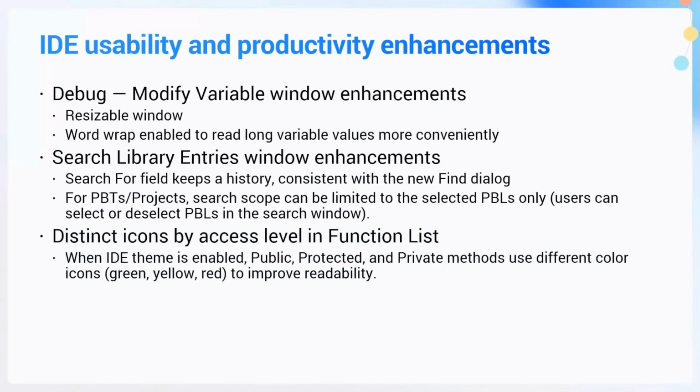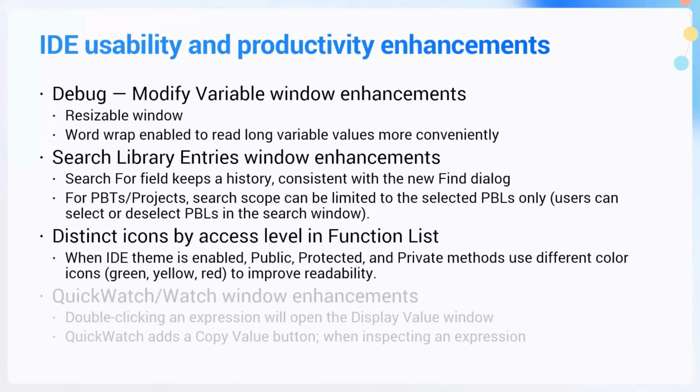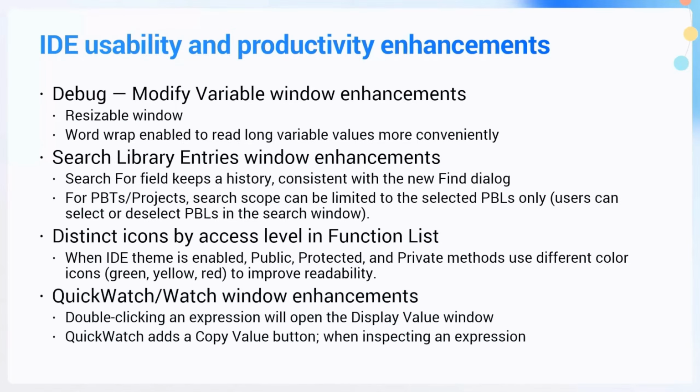So when IDE theming is enabled, public, private, and protected methods have different color icons to help you distinguish between them. The quick watch window has been enhanced. Double-clicking an expression will open the display value window, and now there is a copy value button.